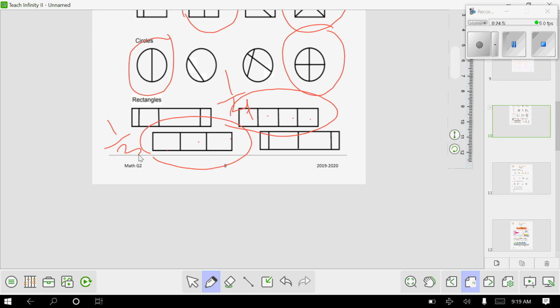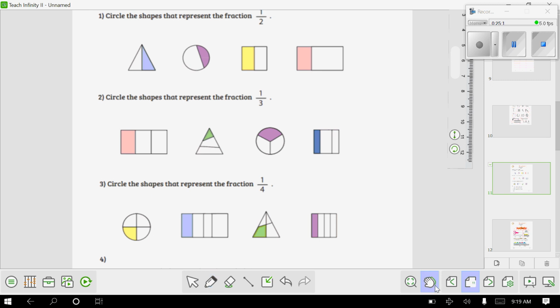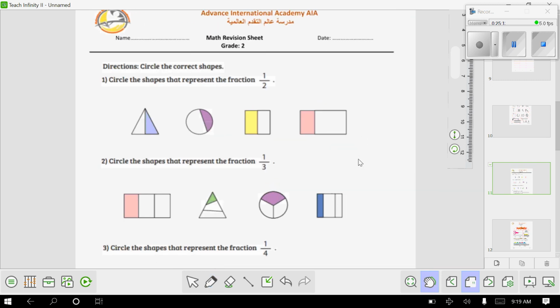Let's go to the next. Circle the correct shape. Circle the shape that represents the fraction half. Half means I have two equal parts. Let's come closer. So circle the shape that represents half. Yes, perfect. The blue is a half. And the yellow is a half. I have only two equal parts. Now I want third.